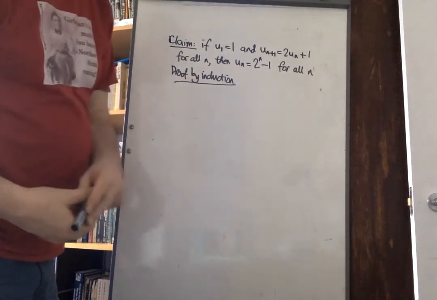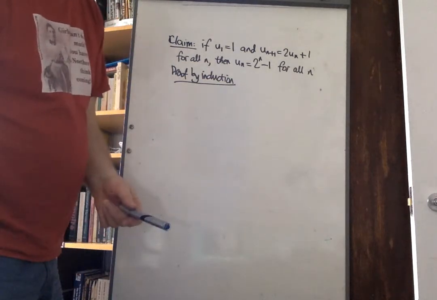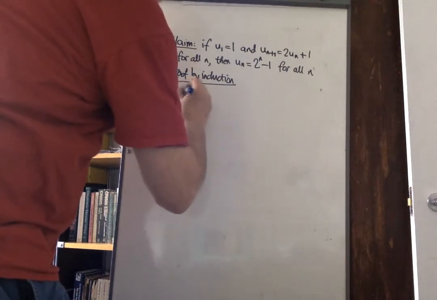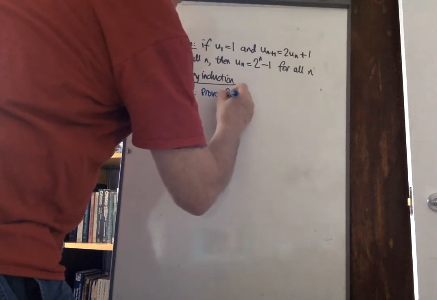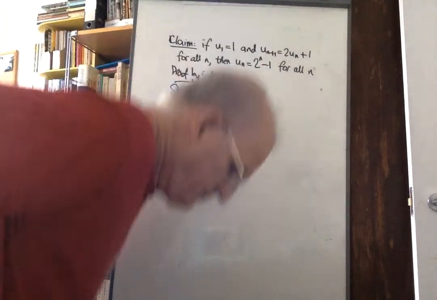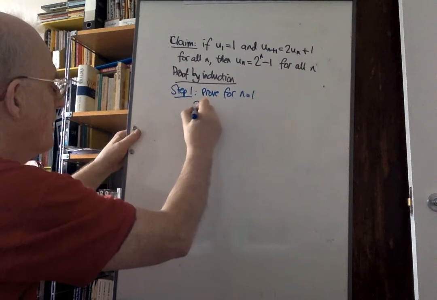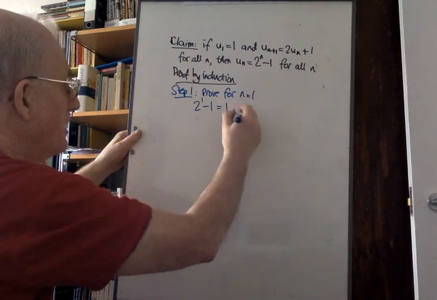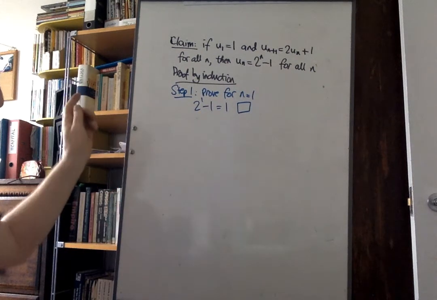There are 2 steps, but we can do them in either order. We do step 1 first because it's easiest. Do you know what step 1 is? Yes. Step 1, prove for n equals 1. Okay, so we put 1 into there. Get 2 to the 1 minus 1, which is just 1. Is that equal to 1? Yes. We can write the end-of-proof box to show that we've finished step 1.